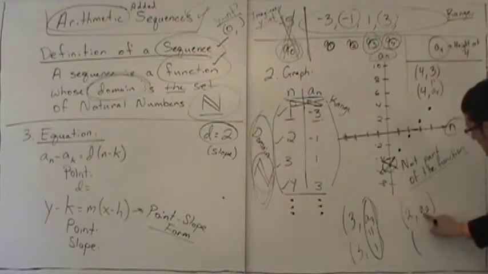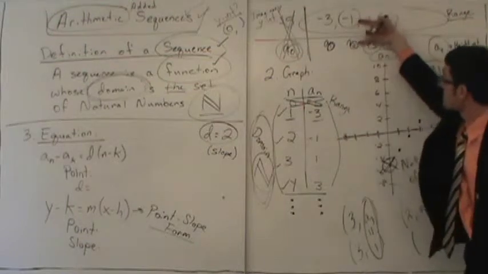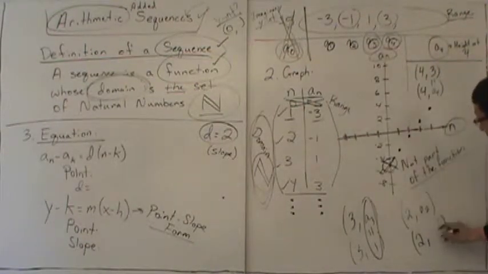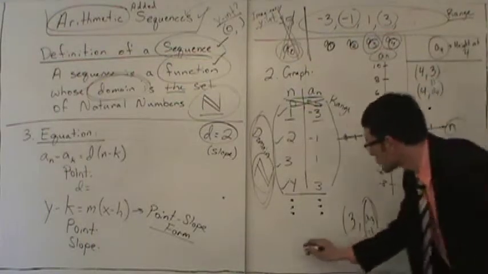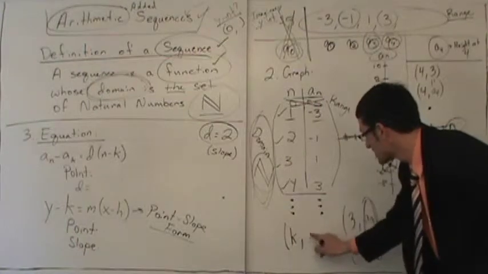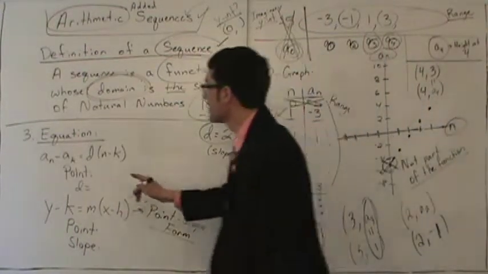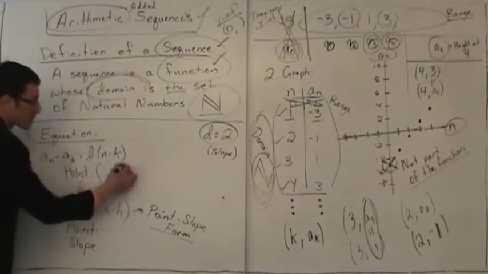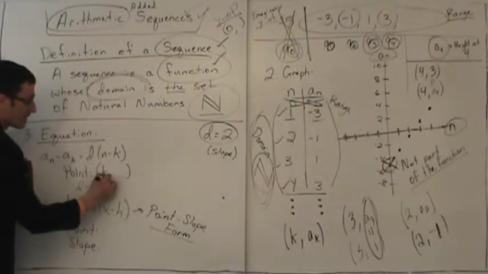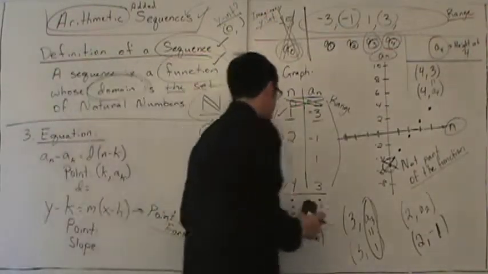So at 2, what is the height at 2? If you can see it, you can tell me. At 2, the height at 2 specifically is negative 1. And my question is, what about k? If you don't know what k is, then what do we say the y value is? The y value is a sub k, or height at k. So for our equation, we say the point is k, height at k.